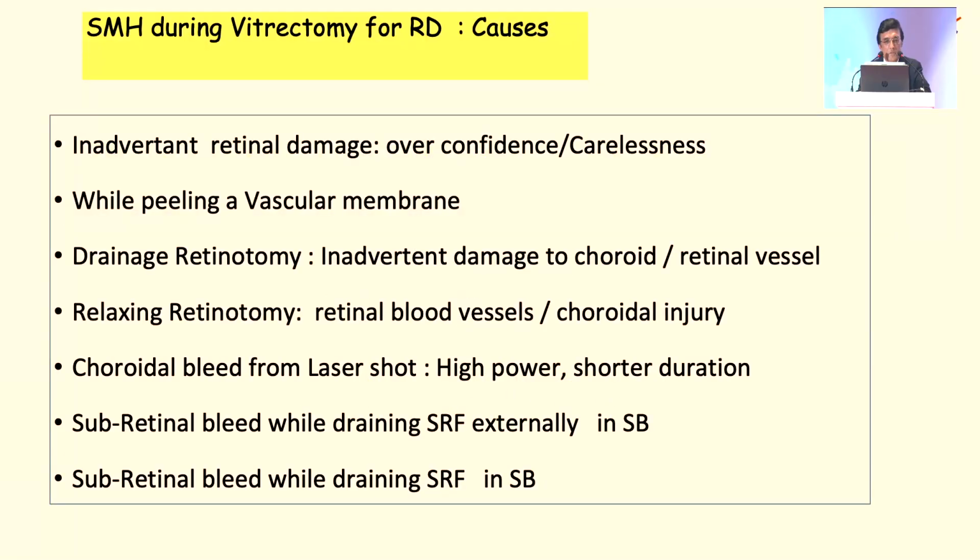So I'll be talking on submacular hemorrhage during vitrectomy from retinal detachment, how to proceed. Now, submacular hemorrhage during vitrectomy for RD can be because of an inadvertent retinal damage. That can be either from a very senior surgeon who has become overconfident, where you touch the retina, or carelessness. It can happen while peeling a vascular membrane. It can happen during drainage retinotomy, where there can be inadvertent damage to the choroid or an adjacent retinal vessel. It can certainly happen during relaxing retinotomy if you are not very careful, or it could be a choroidal bleed from a laser shot, and I'll show you a case where we had it and how we managed it.